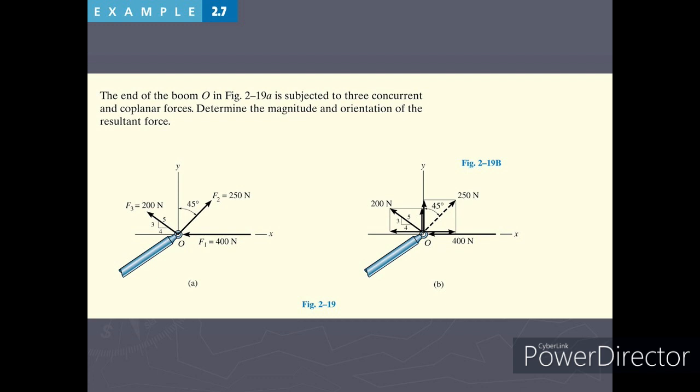So, what is going to be my F2? Now tell me. 250 sine 45. Plus... No, what about the Cartesian unit vector? I. Plus 250 cos 45 J, good. What about 200? F3? Yeah. 200, minus 200.